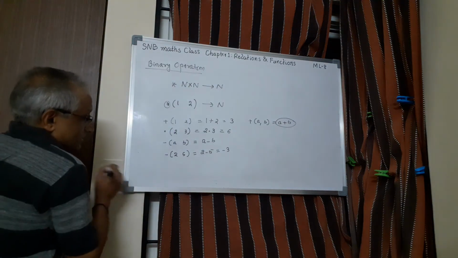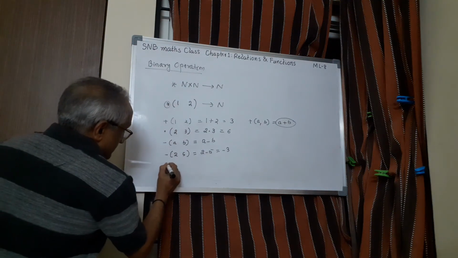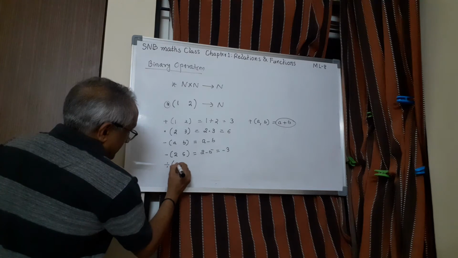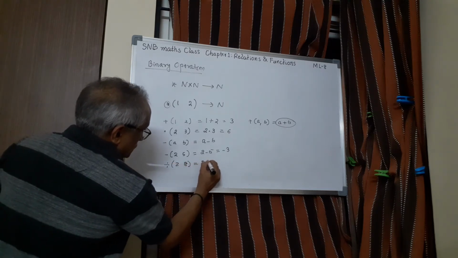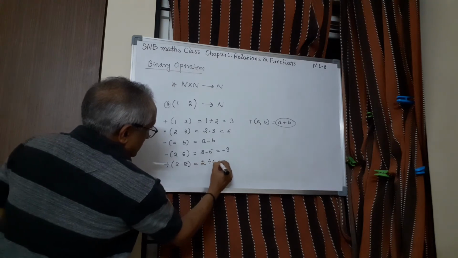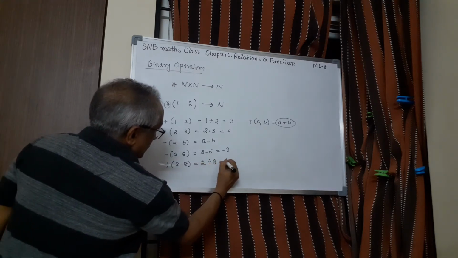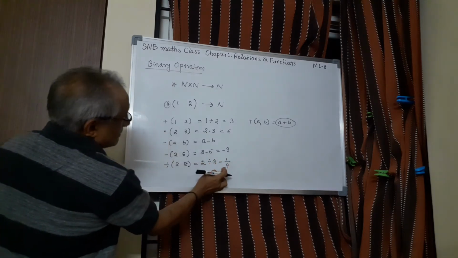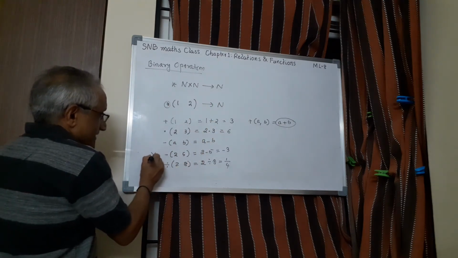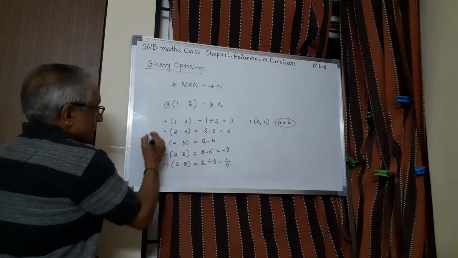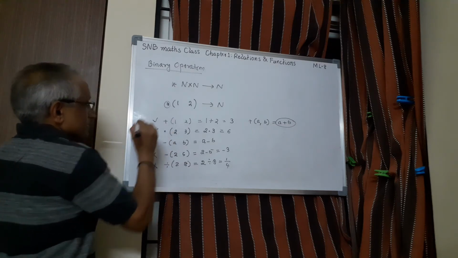Let me give one more. For example, if you take division, division is not a binary operation. Say for example, you take 2, 8. This becomes 2 divided by 8, which is 1 by 4. So once again 1 by 4 is not here. So it is not binary. This is not binary. Whereas this is binary.